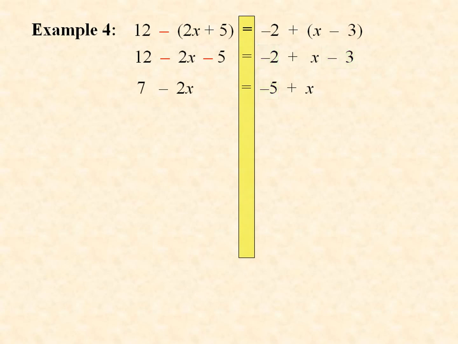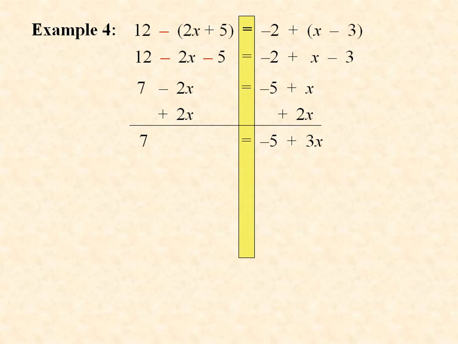Now we need to eliminate x from one of the sides. What shall we do? Shall we eliminate the negative 2x, or shall we eliminate the positive x? What do you think? We could do it either way. Let's eliminate the negative 2x because I don't like negatives. So we will add 2x to both sides, and that leaves us 7 equals negative 5 plus 3x.